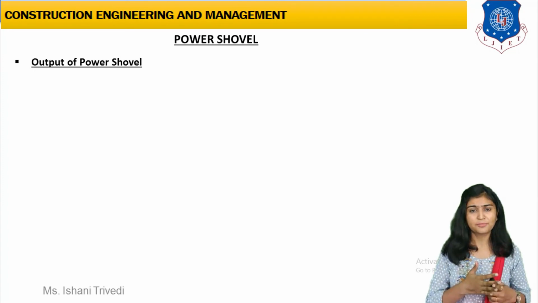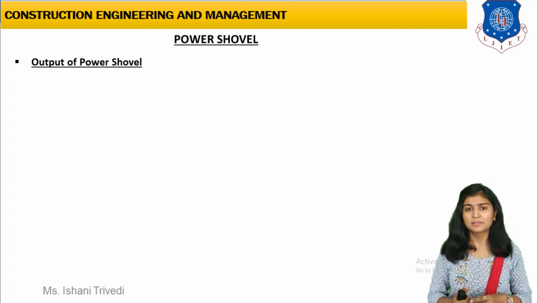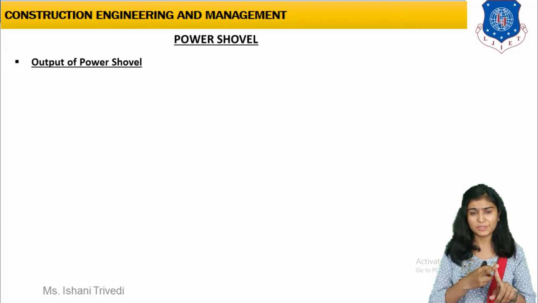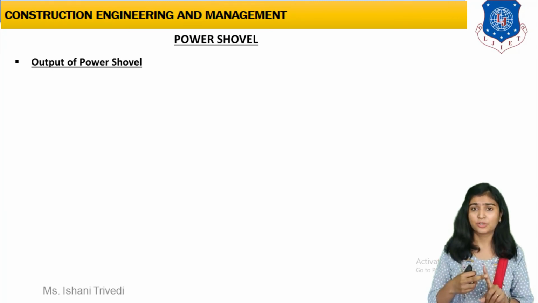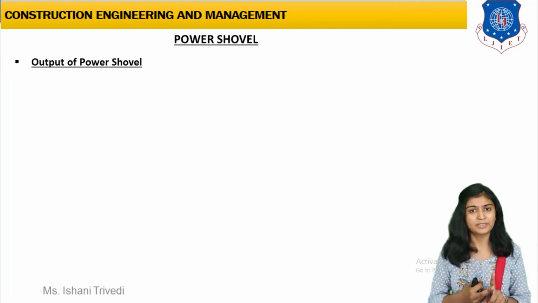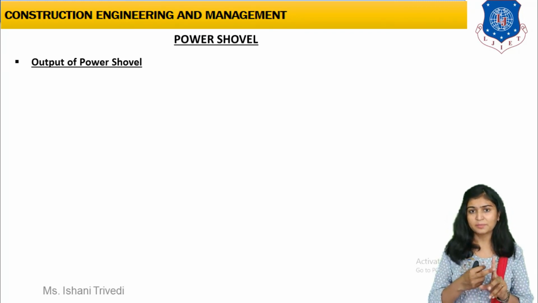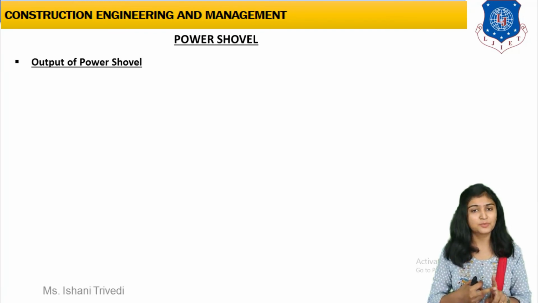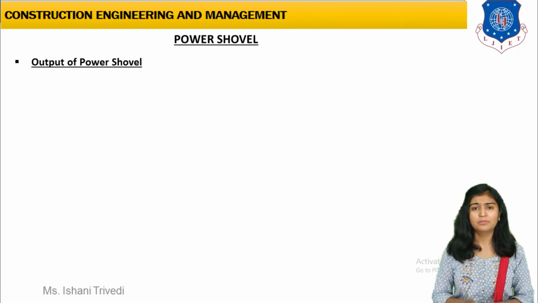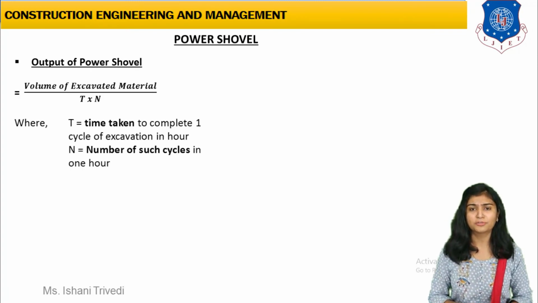For all types of equipment, please remember that we have to study first definition, the concept regarding the equipment, second the cross-sectional diagram and the various parts attached to it, and the third performance and output and factors affecting the equipment. These three will be the standard theories related to any kind of equipment which we are going to study from today onwards, right? So now next we are going to talk about the output of a power shovel.